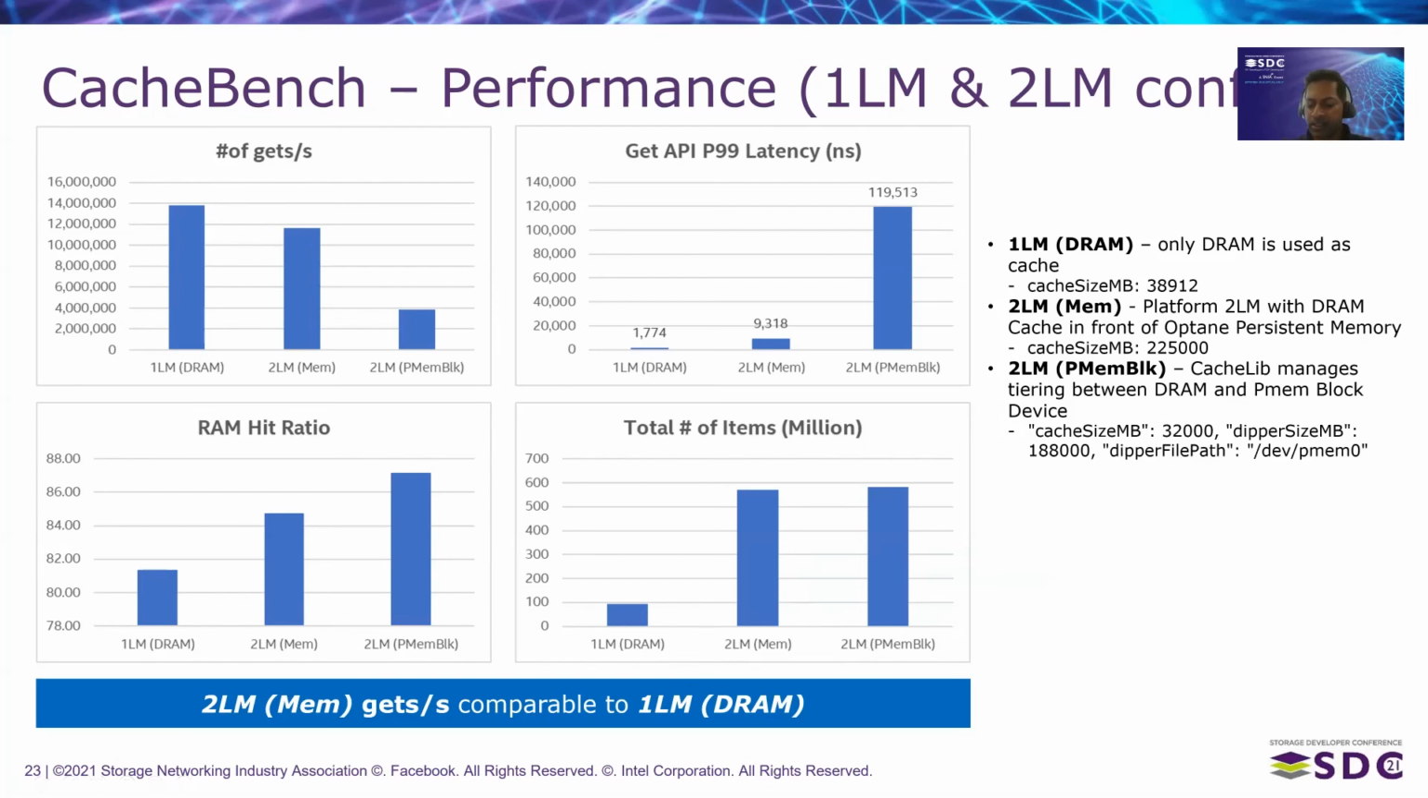So that's the CacheBench and CacheLib performance data with Optane PMEM, to just give you the flavor of how we can use existing software stacks like CacheLib as a way to get transparent tiering and be able to consume 1LM to 2LM media.